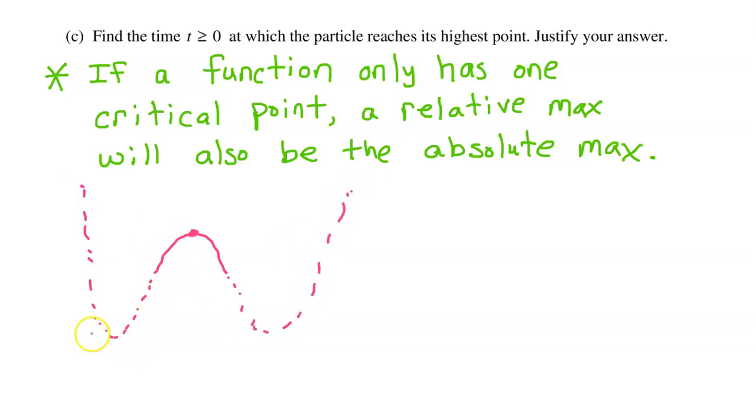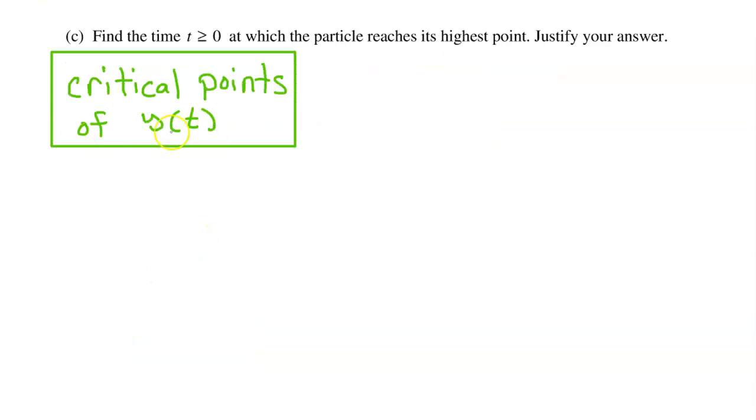Because if the function did bend back around, guess what? We would have another critical point. If there are no other critical points, there are no other bends in the graph. So a relative max will definitely be the absolute max as well. To find the critical points of the position function, we need to find where the derivative equals 0. In other words, we need to find where the velocity function is equal to 0.